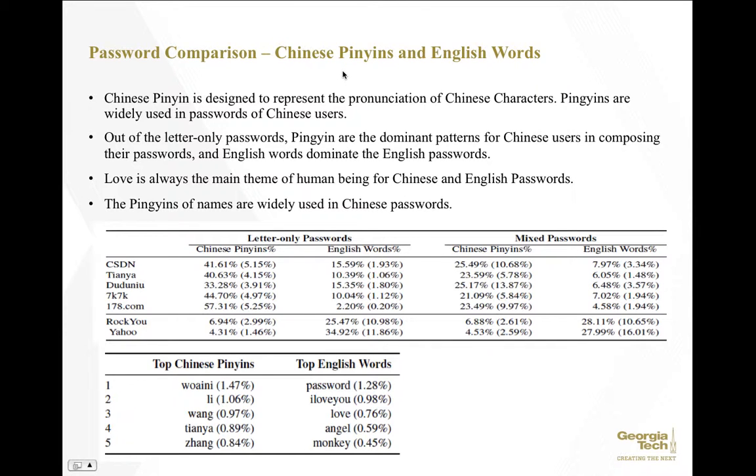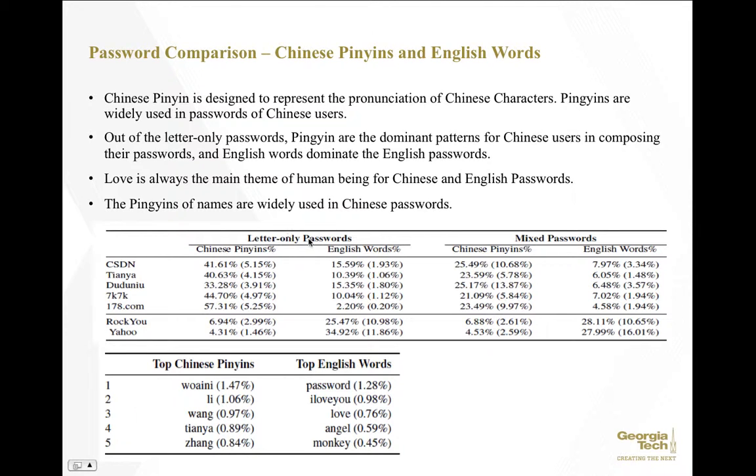This comparison is for Chinese pinyin and English words. Chinese pinyin is designed to represent the pronunciation of Chinese characters. Pinyin are widely used in passwords of Chinese users. So out of the letter-only passwords, pinyin are the dominant patterns for Chinese users in composing their passwords, and English words dominate the English passwords, of course.